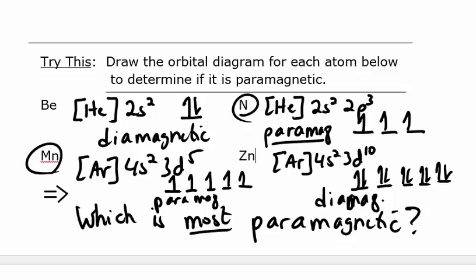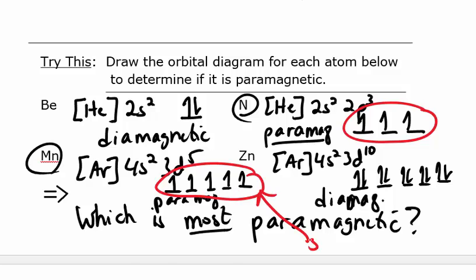Okay, and for that you look at how many unpaired electrons there are. For nitrogen, we found 3 unpaired electrons. For manganese, there were 5. Therefore, the most paramagnetic would be the manganese with the 5.